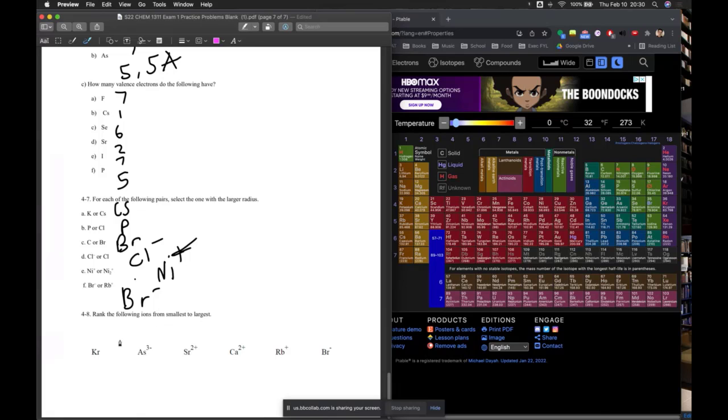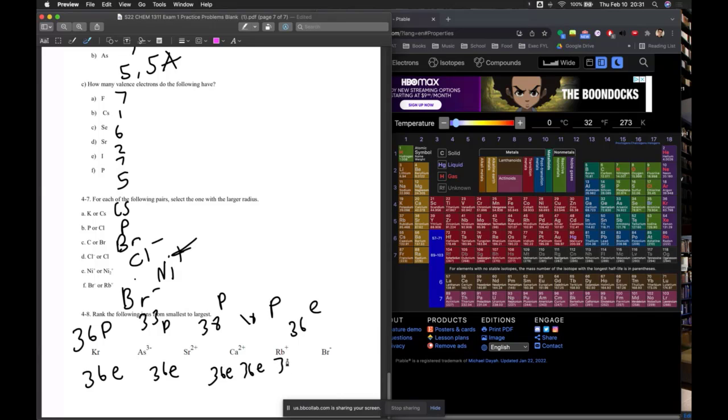Okay, so rank the following ions from smallest to largest. The way I would do this is I would just write out the number of electrons, right? Okay, so this is 38, this is 20 protons, and this is going to be 36 electrons, and this is going to be 36 electrons. 36 electrons and 36 electrons. Sorry, this is going to be 18, excuse me. 18, and then Rb plus is 37 protons.